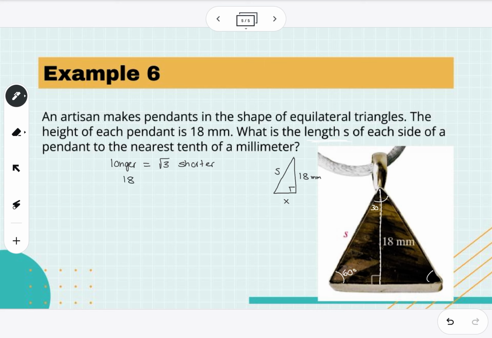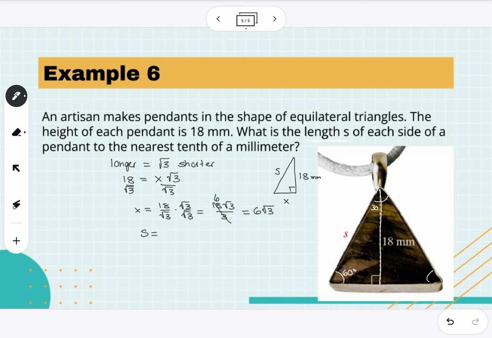So I could say 18 equals, well, my shorter leg is x times rad 3. Let's go ahead and solve for x. X equals 18 divided by rad 3. We need to rationalize that denominator. Up top, I get 18 rad 3. On the bottom, I just get 3. Well, 18 divided by 3, that's just going to cancel out to 6. So your shortest side here would be 6 times rad 3. That's what your x value is.